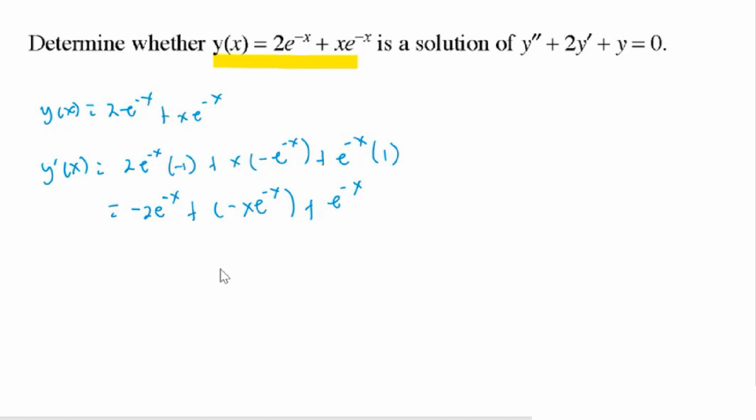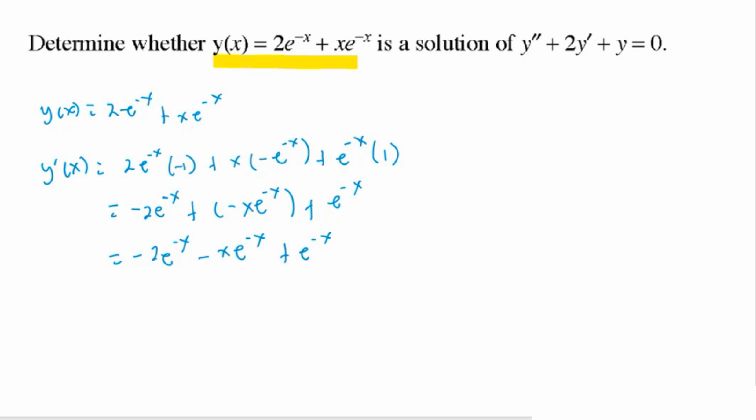Now simplifying this one, I can write negative 2e raised to negative x, positive times negative is negative x e raised to negative x, plus e raised to negative x.